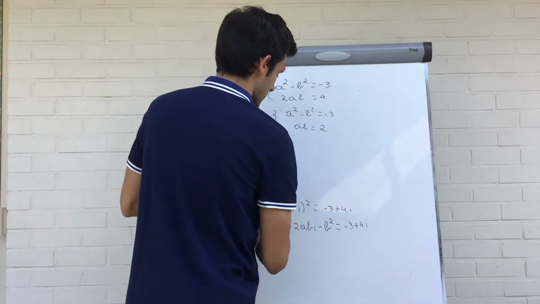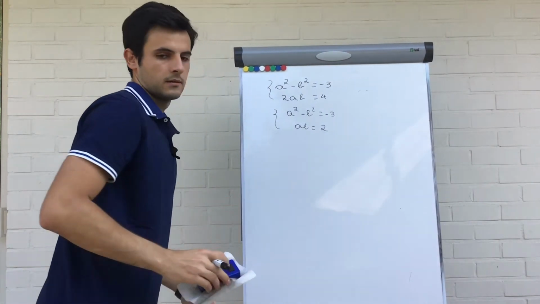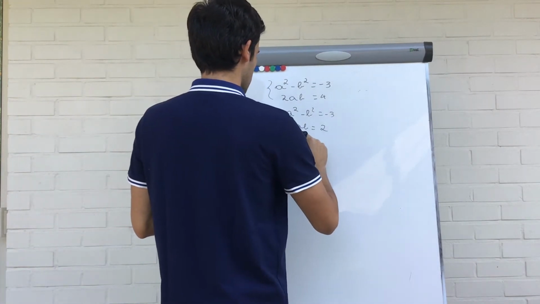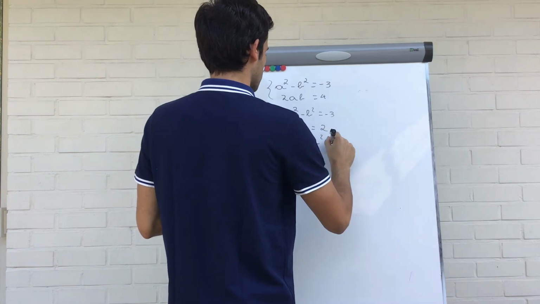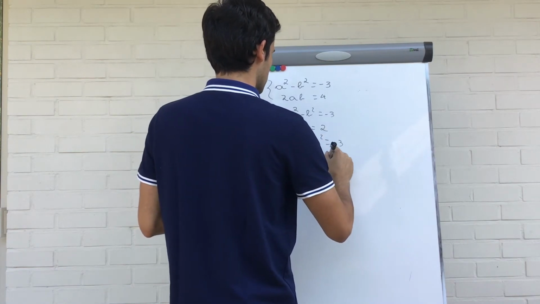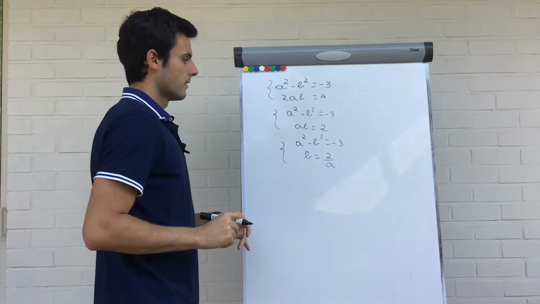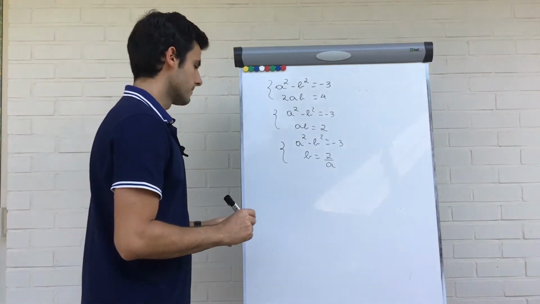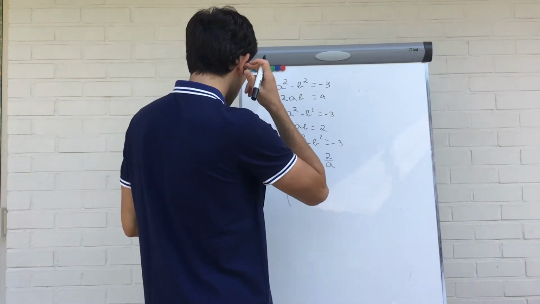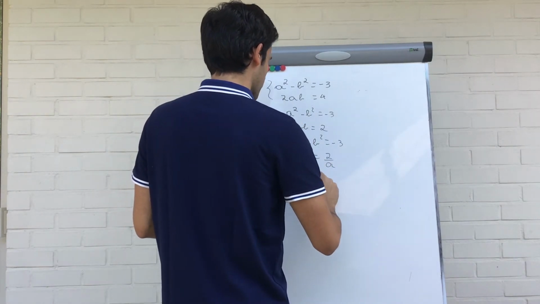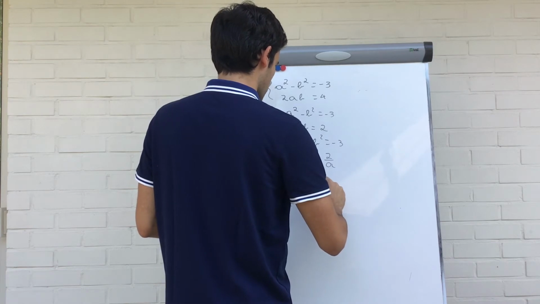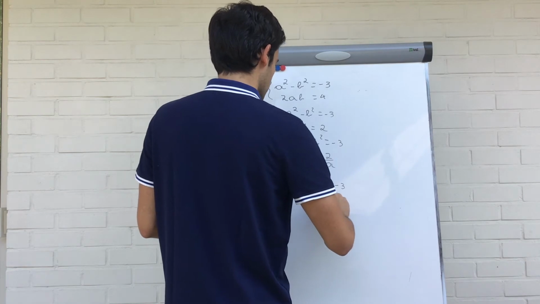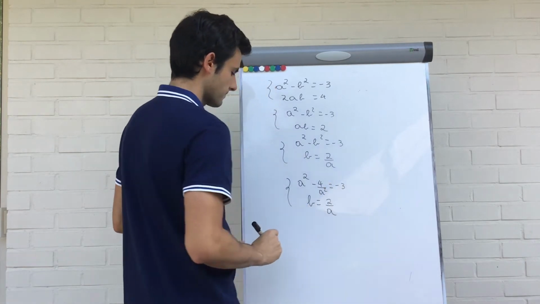So next step is a to the power of 2 minus b to the power of 2 is minus 3, and b is equal to 2 divided by a. Now I'm going to substitute this b by 2 divided by a. So we get a to the power of 2 minus 4 divided by a to the power of 2 is equal to minus 3. And then we have b is equal to 2 divided by a.